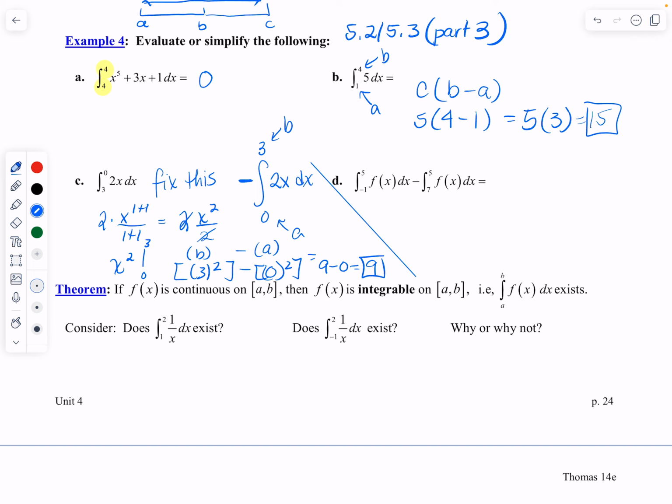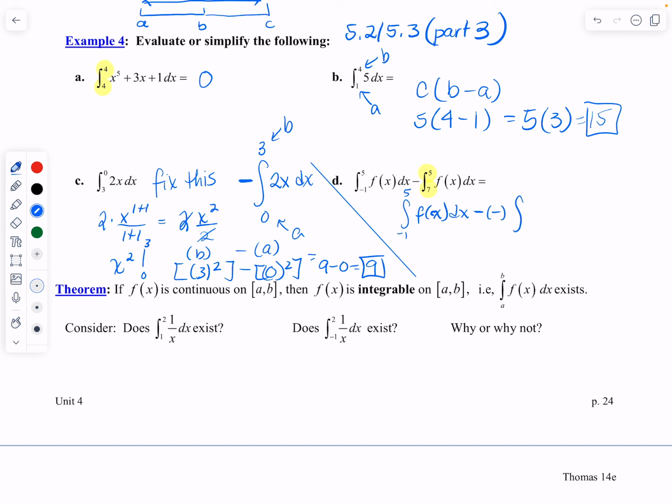If I look at D, my first integral is going from -1 to 5, f of x dx, and the next one is going from 7 to 5, and we're subtracting that second one. I have a little bit of work to do, because the second one has a problem: the upper limit is smaller than the lower limit, so I have to fix that. First things first, I'm going to leave the first one alone, because it's going from -1 to 5, f of x dx. Then I have this negative here. I'm going to put another negative.